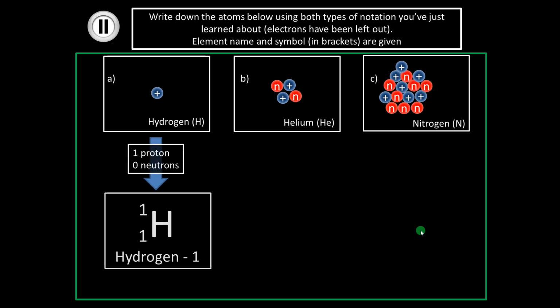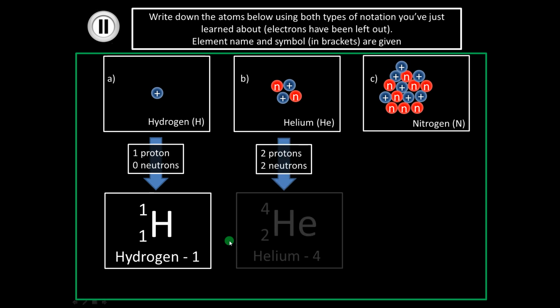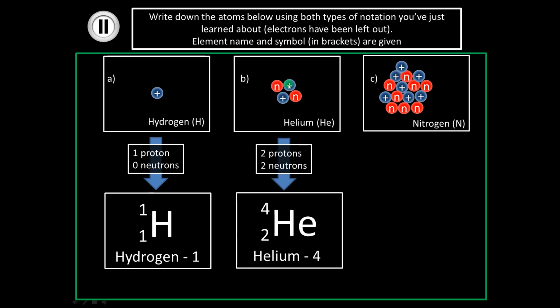Okay, so first one, A, hydrogen, 1 proton, no neutrons, so the mass number at the top here is 1, and the atomic number or proton number is 1 as well, and so we'd write that as hydrogen 1. Second example, the helium, 2 protons and 2 neutrons, so add those two together to give us the mass number of 4, and the number of protons goes at the bottom, 2, 4, 2, He, or helium 4.